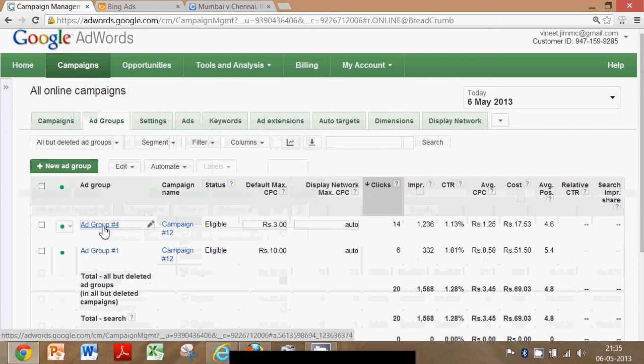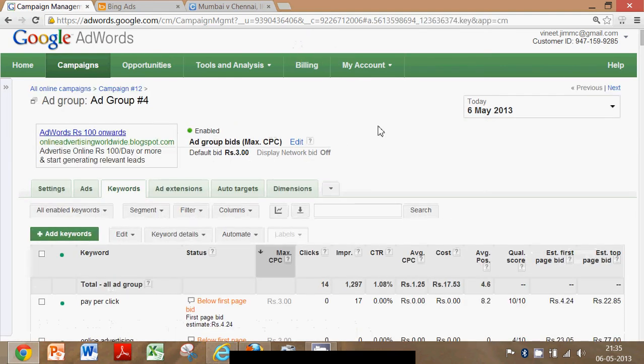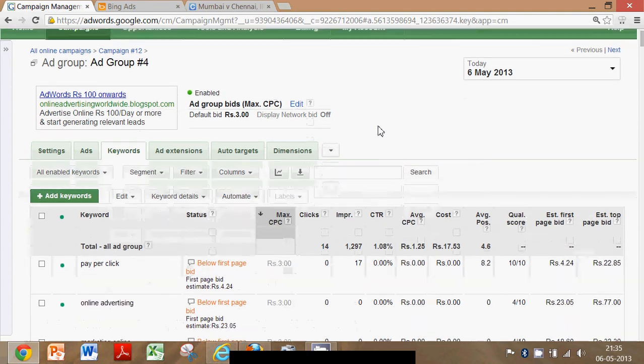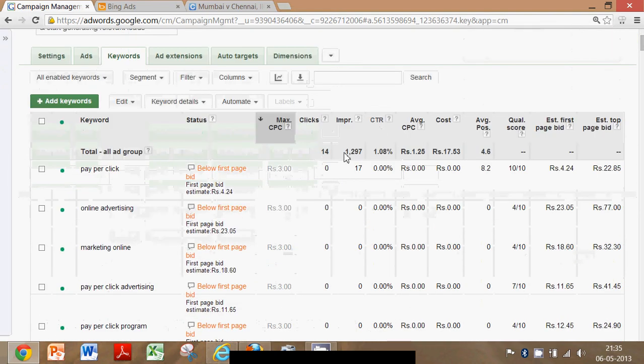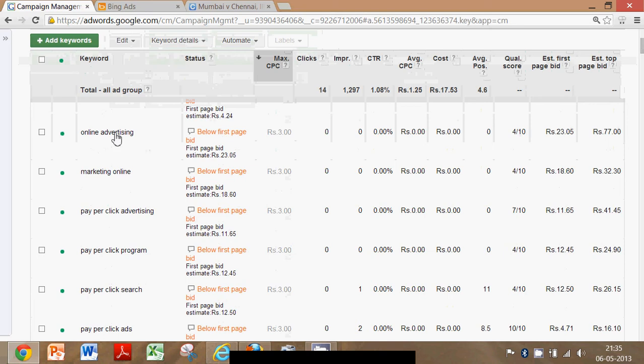For example, today, and in fact only in half a day, I've got about 1097 impressions, and my CTR is pretty good at 1.08%. But these keywords are very general. For example, look at online advertising, marketing online. These represent people who are still looking to compare, think, buy. They're not in the buying mood as yet, it seems.